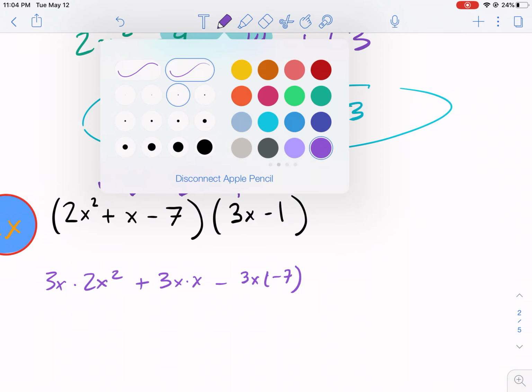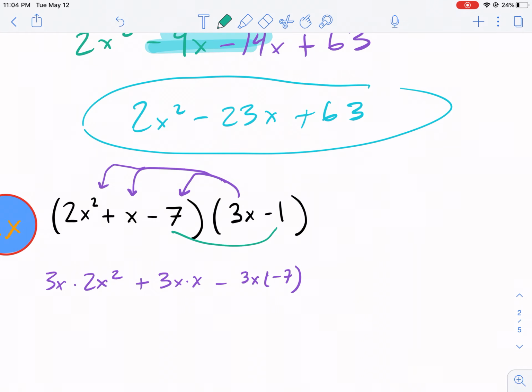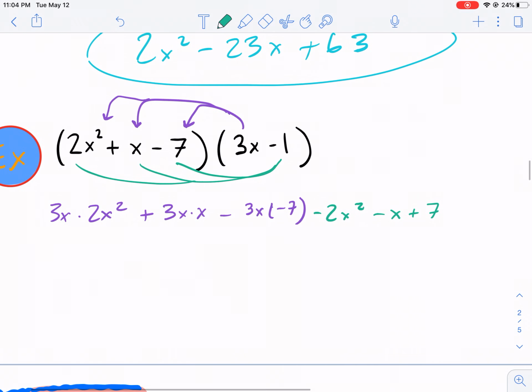Okay, now we need to do the same thing with the negative 1. So we're going to distribute the negative 1 three times also. So the negative 1 times 2x squared gives me negative 2x squared. Then we have negative x, and we're essentially just changing the sign of each one of these with the negative 1. Okay. Now we need to finish writing these terms out. So this is 6x cubed plus 3x squared. This is going to be plus 21x. And then we have minus 2x squared minus x plus 7.